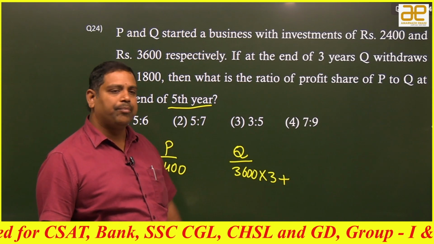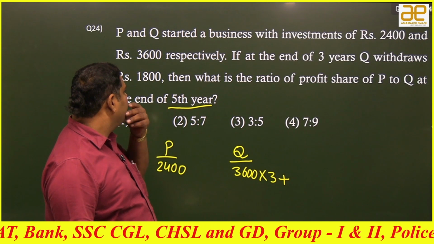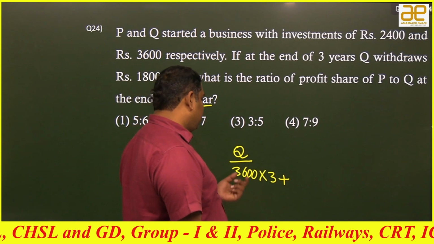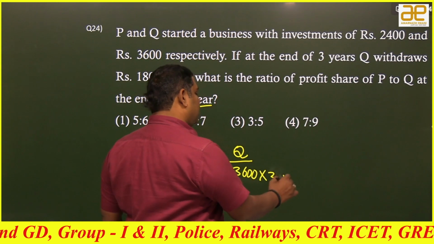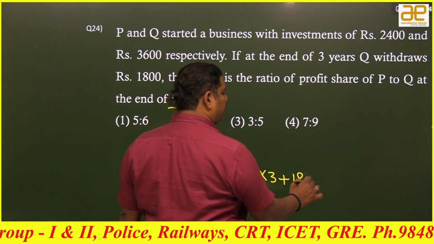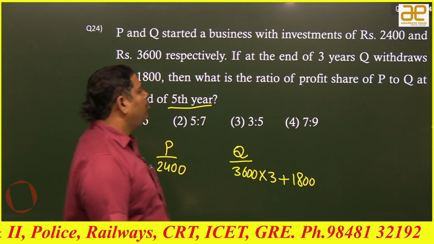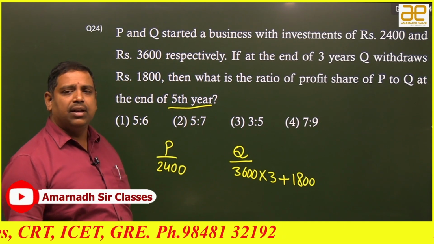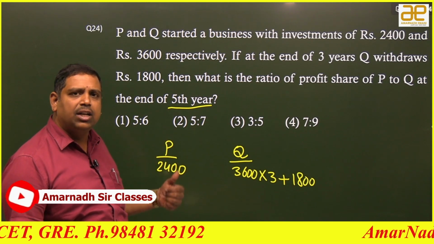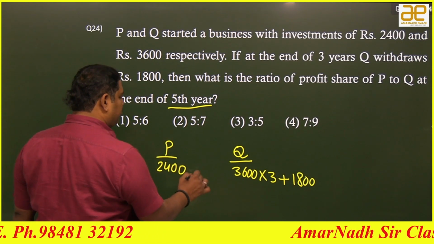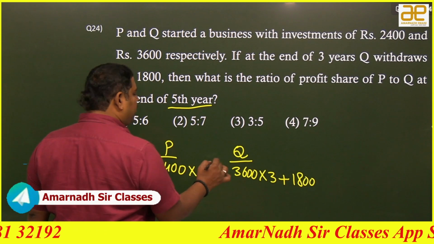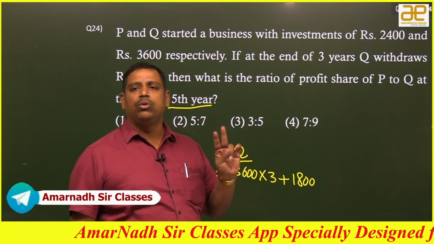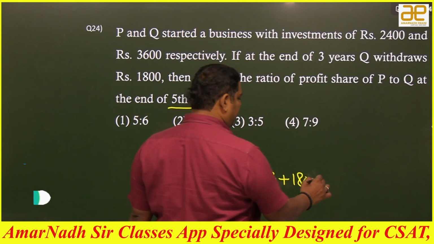So, I am writing still plus. How much he removed? 1,800 he removed. Means what is the remaining? Out of 3,600, 1,800 removed means still 1,800 rupees is available. Okay. Now, we have to work out the time periods, right? So, the total business ran for 5 years. P is in the business from the starting till the end. So, it is 5. And coming to Q, out of 5 years, this is 3 years, means the next is 2 years. Okay. 2 years means happily into 2.